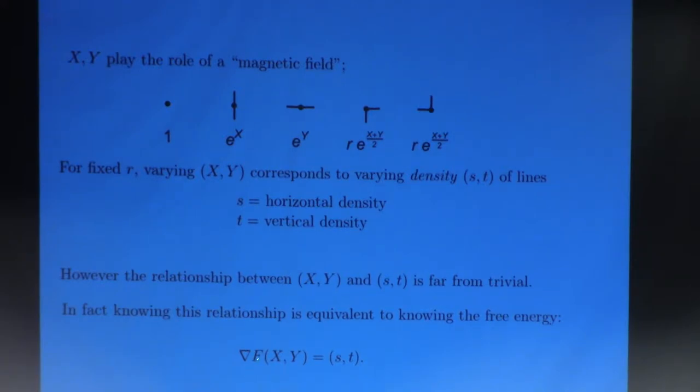In fact, the derivative of the free energy is a function of the weights x, y, and r. You should think of a subscript r here. The gradient with respect to these x and y variables is, in fact, the s and t variables. So if I know what s and t correspond to for a particular value of x and y for a fixed r, then I would be able to integrate that to get f. This is a general relation for models of this type. Conversely, if I know f, then I can get s and t from x and y by this equation.